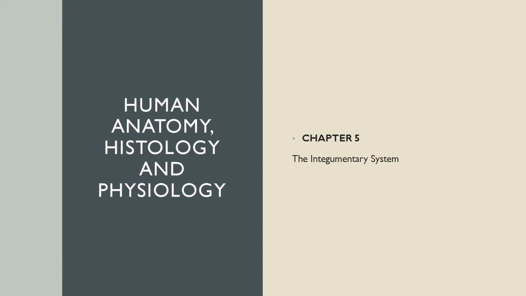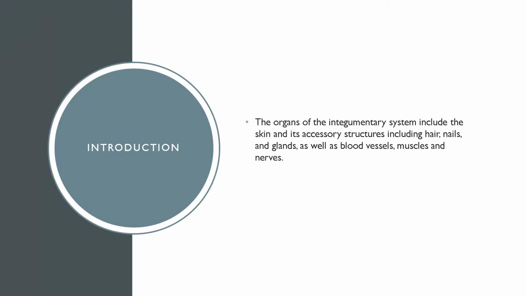Welcome to Chapter 5. We're going to be starting on the integumentary system. So the integumentary system is made up of skin and all the accessory organs of the skin. So this is going to include things like hair, nails, all of our glands like oil and sweat glands, and also the blood vessels, muscles, and nerves that are associated with the skin.